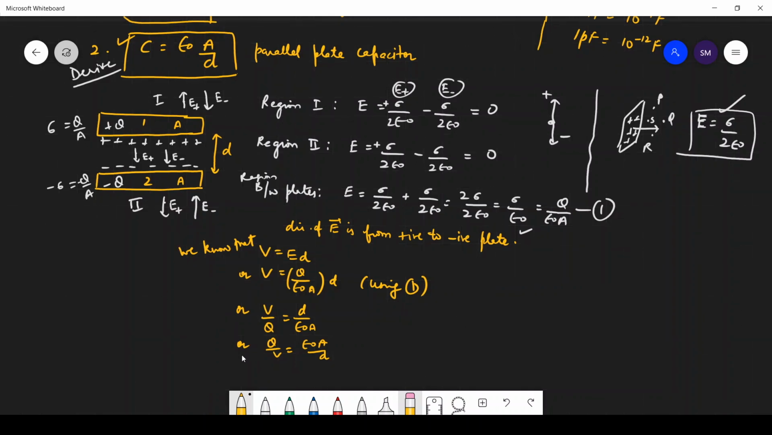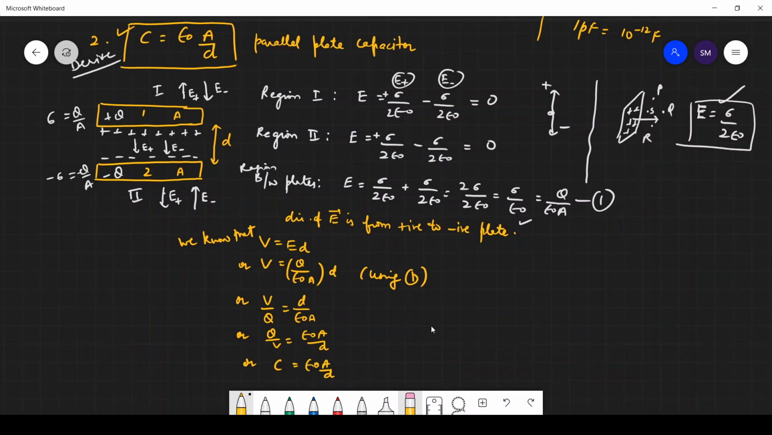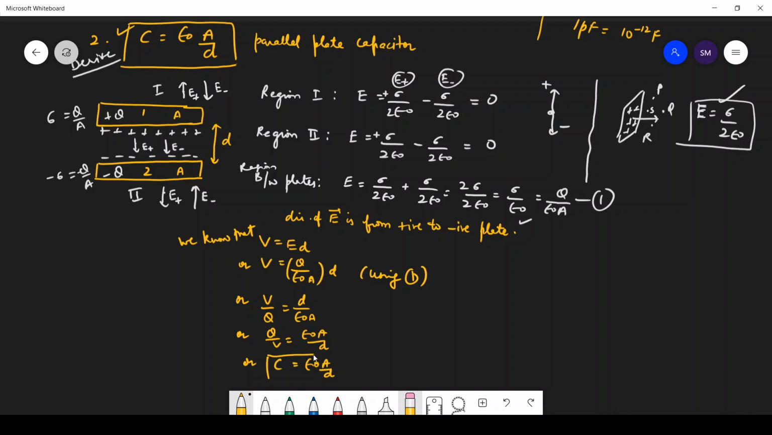And what is now Q by A? Q by V is capacitance. So obviously it is capacitance, epsilon naught A by D. So this is the formula that we were supposed to derive, capacitance between the plates. So it's so simple, students. You need to have only this formula and this. So this is the capacitance of the capacitor, parallel plate capacitor. Now, the next thing is that we derived it for vacuum, because epsilon naught is telling you that this is for vacuum.